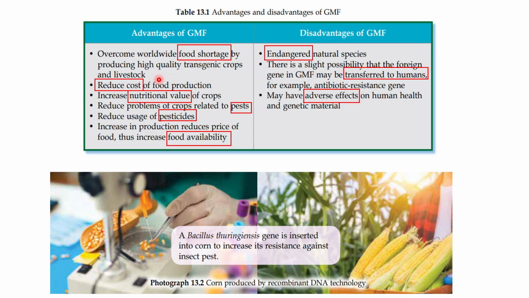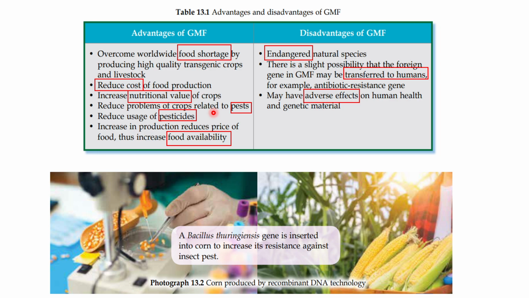The third advantage is increase in nutritional values of crops. For example, we have the GM rice with daffodil genes, which can produce beta carotene, which can then be converted to vitamin A in humans. And therefore, this GM rice contains more vitamin A and may help to solve some problems of malnutrition, especially in third world countries.